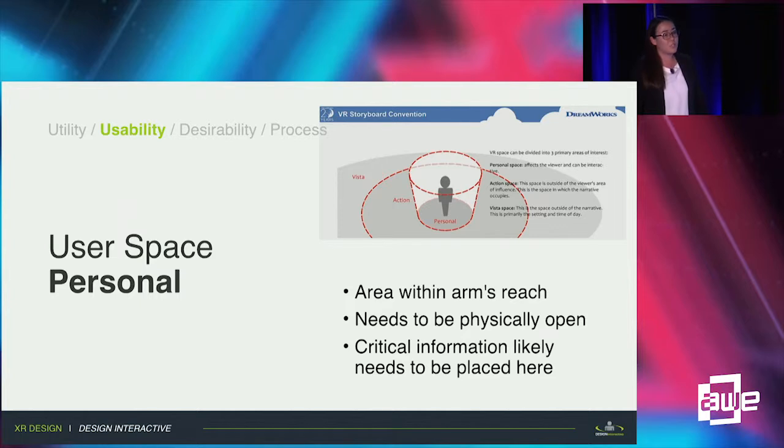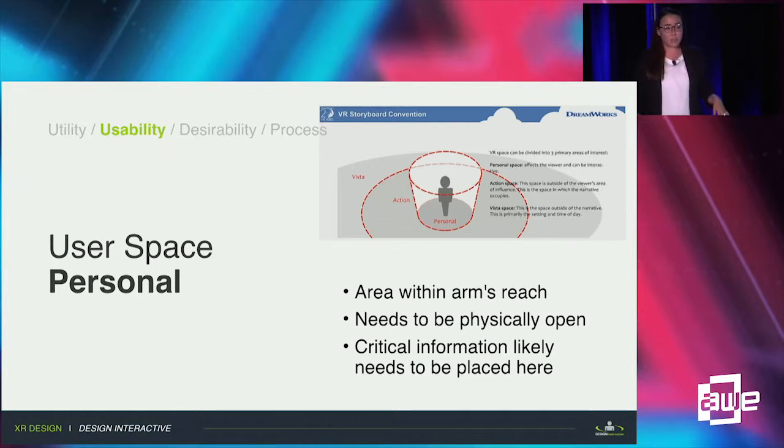Moving on to the user-centered space. The diagram that you see up there is provided by DreamWorks, and what that really says is that a lot of people are using this type of user space information. There's 3 areas for the user space. The first one is the personal space. This is within your arm's reach. This is where you can move your arms around. Maybe you're touching things in your space. You're not really walking anywhere.